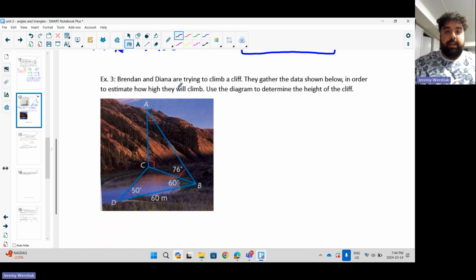It says Brendan and Diana are trying to climb a cliff. They gather the data shown below in order to estimate how high they need to climb. So we're trying to figure out the height of this cliff, from A to C. We're trying to figure out that line right there. How long is it? Let's call it H for height.